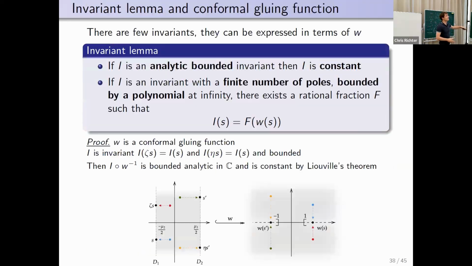We have some invariant lemmas. I wrote two versions of the invariant lemma. The first says that if E is an invariant which is analytic and bounded, then it is constant. The second invariant lemma says that if E is an invariant which has a finite number of poles, and is bounded by a polynomial, then there exists a rational fraction f such that the invariant is equal to f of W. W is the cosine. So in fact, all the invariants are rational fractions of the cosine, in some sense, with some hypotheses.